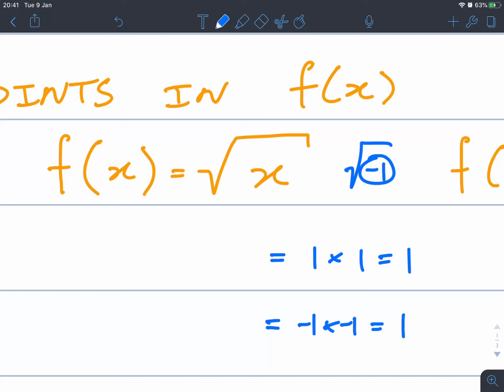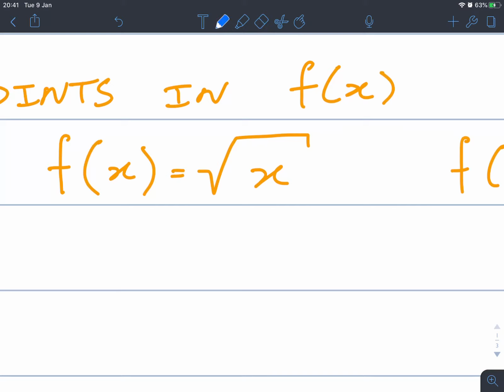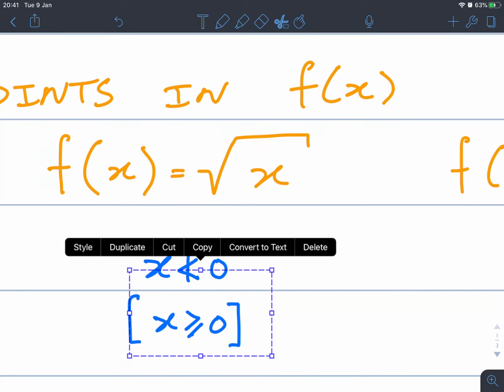So the square root of a negative number is another example of an undefined point. In this case, x cannot be less than 0. Another way I can say it is x must be greater than or equal to 0. That's another idea of undefined points.